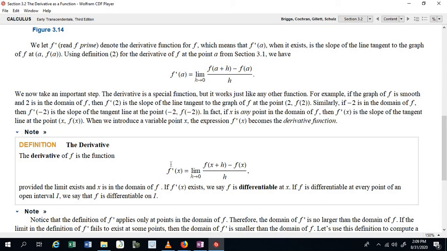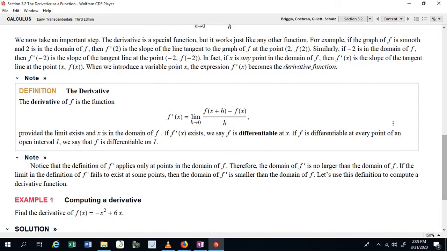Okay, the derivative is only defined for x values that are in the domain of the original function f of x. Now, if the derivative exists, we say f is differentiable at x. So if f prime of x exists, then f is said to be differentiable at x. And if f is differentiable at every point in an open interval I, then we say f is differentiable on the interval I.